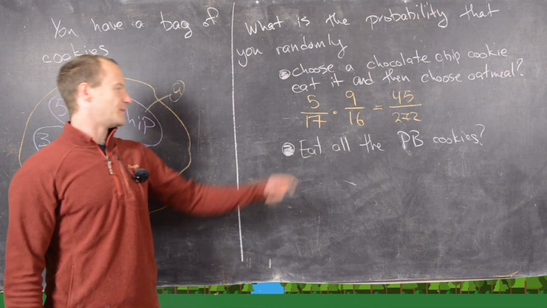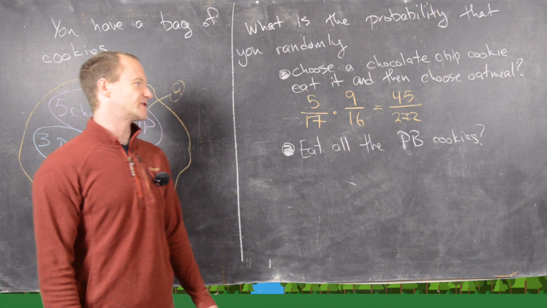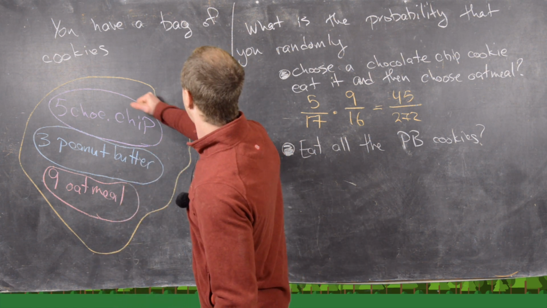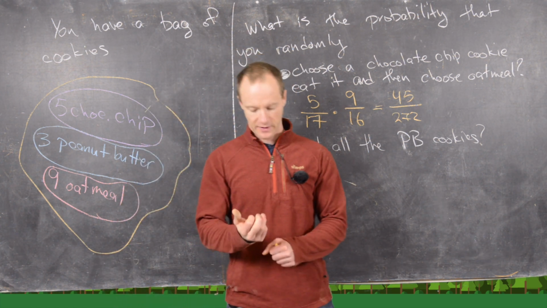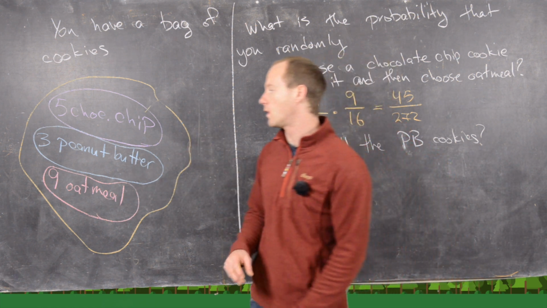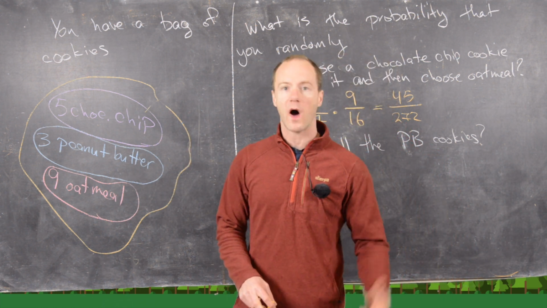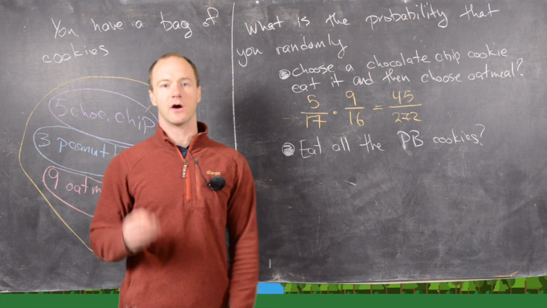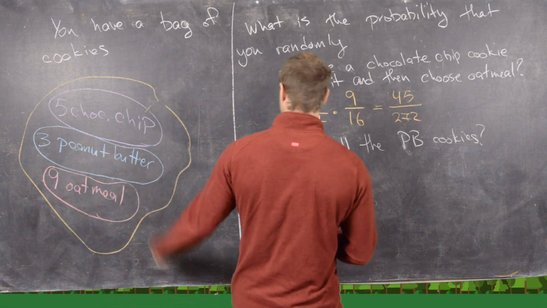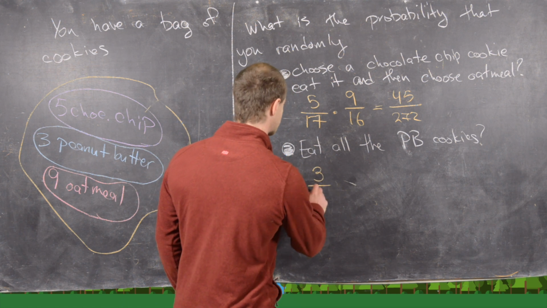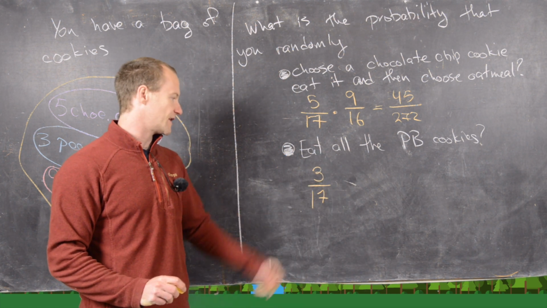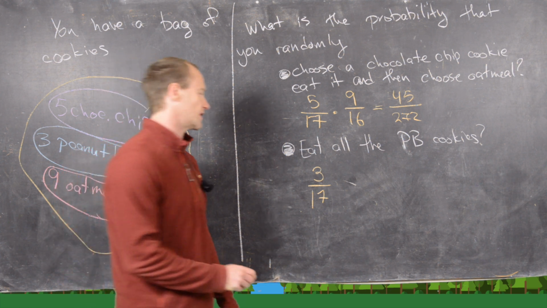Okay. Now let's look at this next example, which is, let's say, what's the probability that we choose 3 cookies at random, one after another, and we end up eating the whole quantity of peanut butter cookies. In other words, we eat all 3 peanut butter cookies in a row. So the probability of choosing a peanut butter cookie initially is going to be 3 over 17, because there's 3 peanut butter cookies and 17 total cookies.